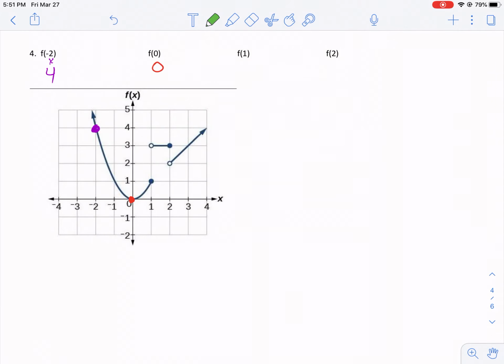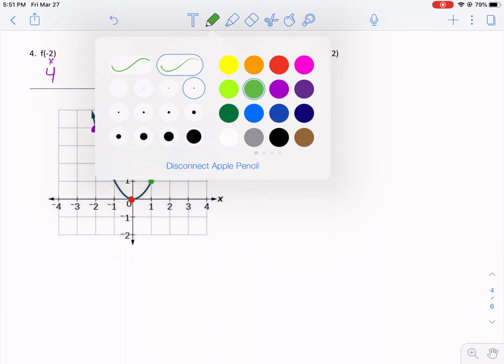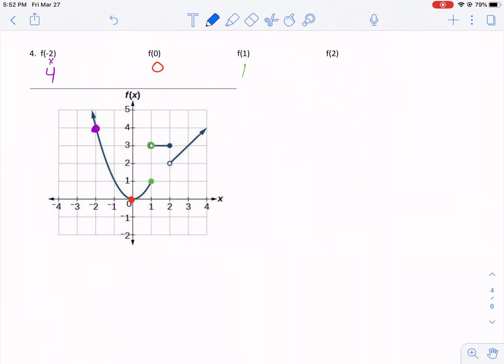F of 1. Here's a closed point for 1 and an open point for 1. Only the closed ones count, so the y value is 1. And f of 2, we have an open circle that's not going to count, a closed circle that will, so our answer would be 3.